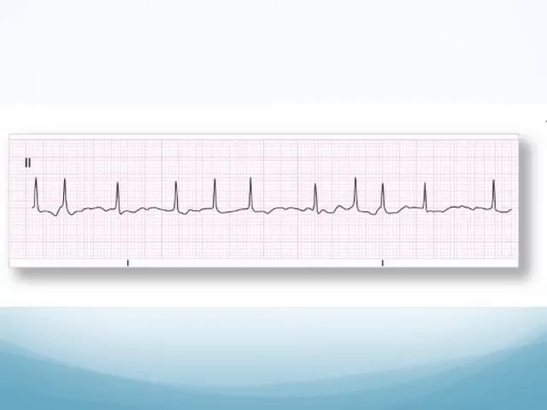All right. We have a rate of 110. It appears to be irregularly irregular. We have no discernible P waves. The QRS complexes appear to be similar in morphology. And that's really all we need to know. Anytime we have an irregularly irregular rhythm with no discernible P waves, and we don't see any flutter waves or anything like that, then we're pretty much able to say for sure that this is atrial fibrillation.